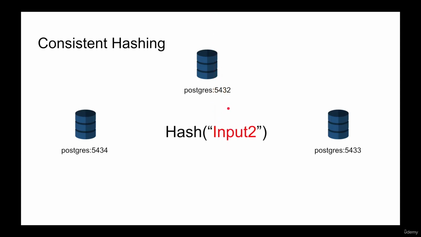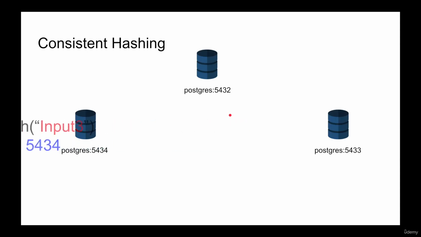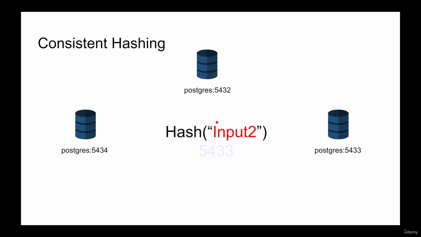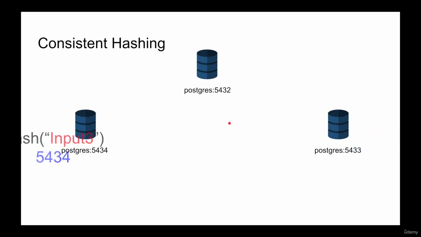And if you submit input 2, somehow this goes to 5433. And then if you submit input 3, that might go to server 5434, which is listening on port 5434. And that's consistent hashing. As long as you always give me the same string, I'm going to make sure to always consistently hash that to the same server, to the same node, essentially. If you submit input 2 again, you always get the same output.